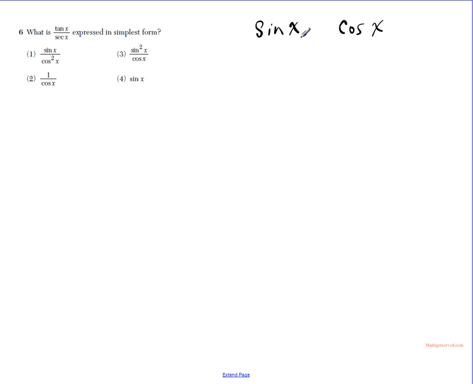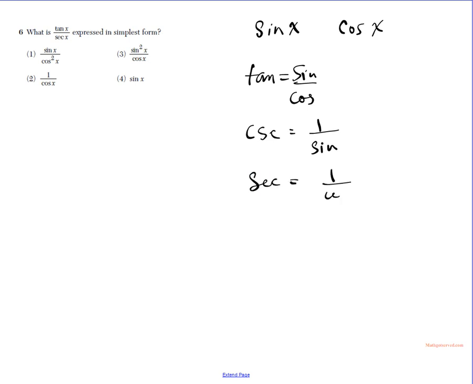These are the mom and pops of all trig functions because if I wanted to create tan, for example, I just simply go sine over cosine. If I wanted to create cosecant, I'll just reciprocate sine. If I wanted to create secant, I'll just reciprocate cosine. And if I wanted to create cotangent, I'll just go cosine over sine. You see how you can create the other four trig functions using these two? These are the mom and pops, so keep that in mind.